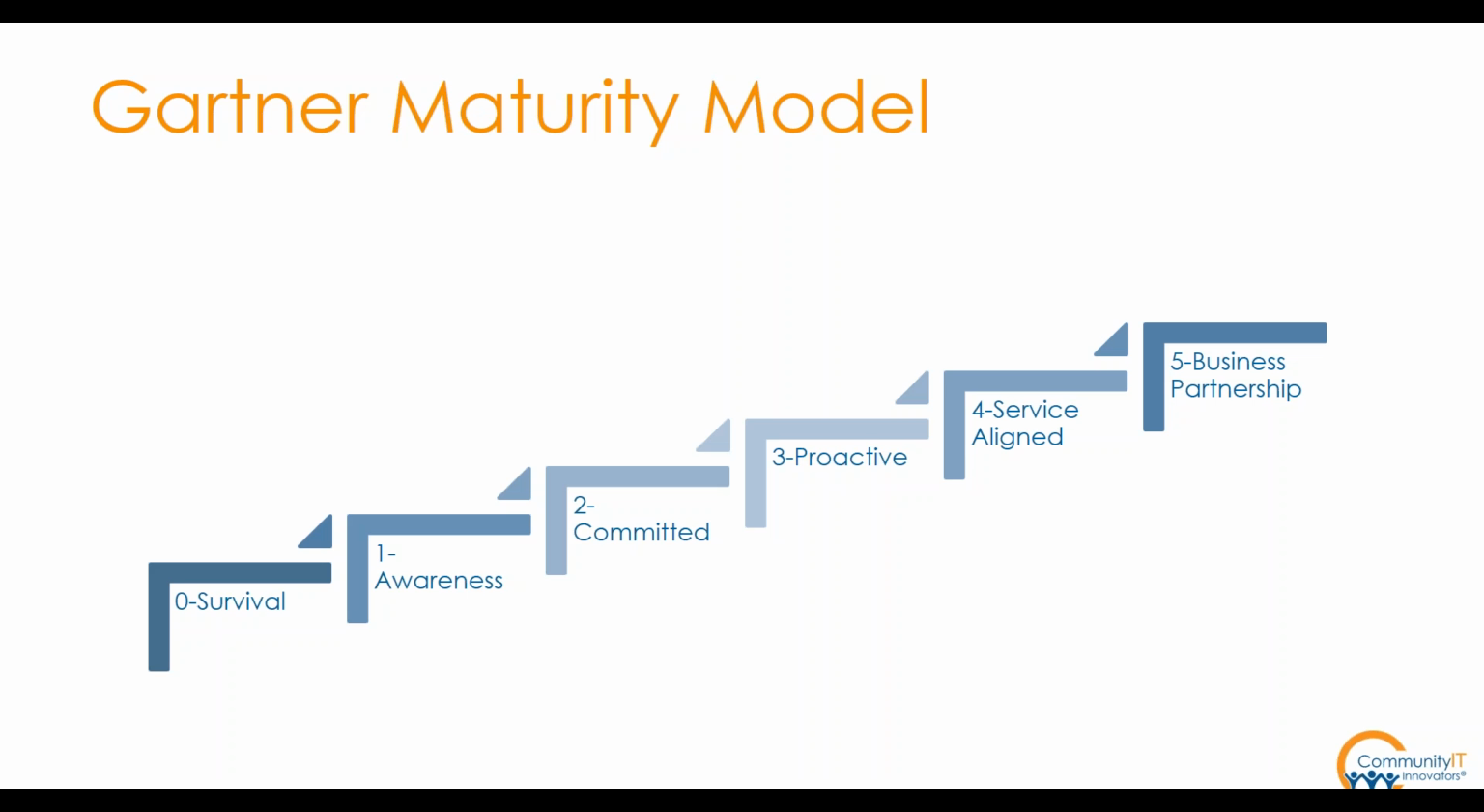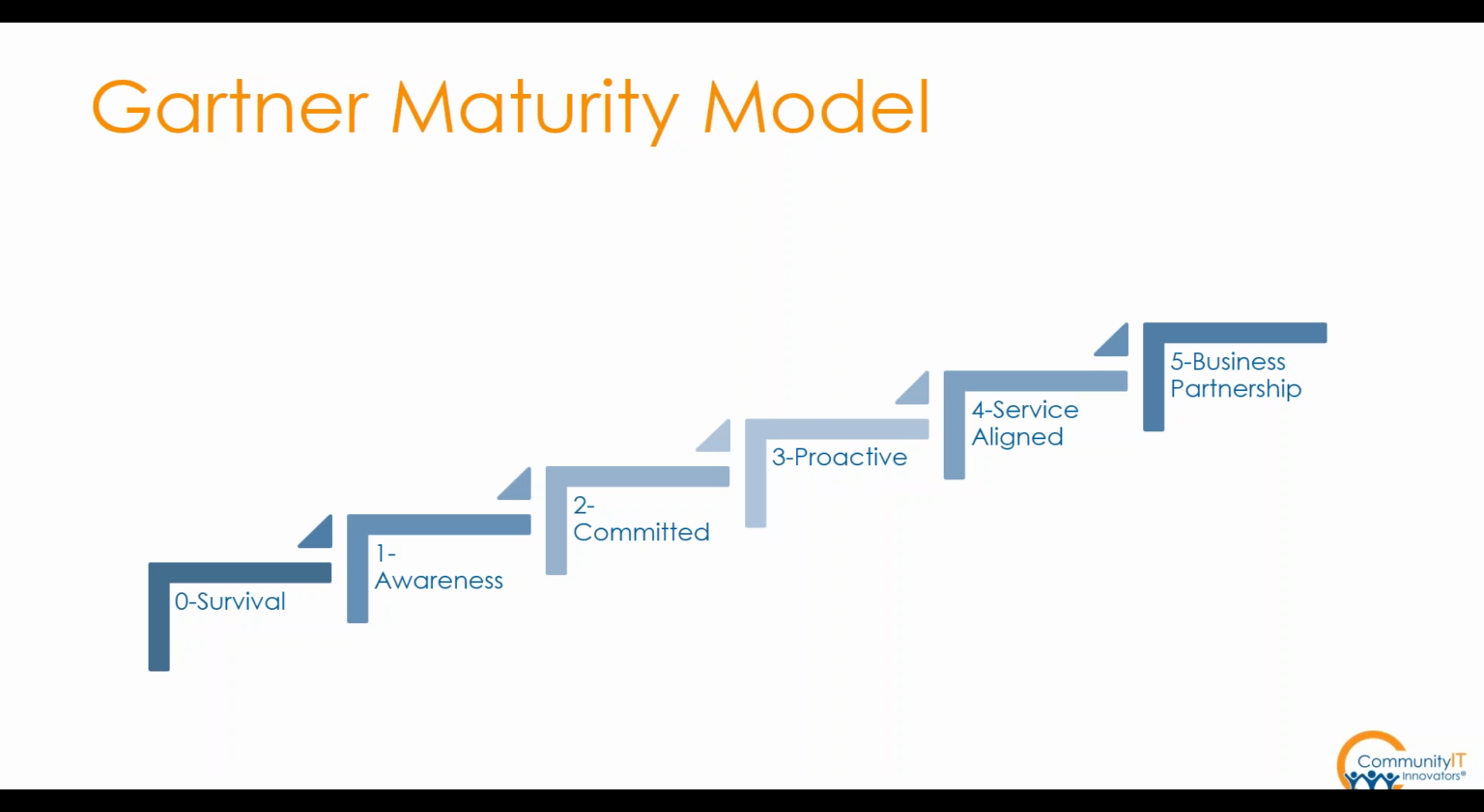The first level is awareness that there's a problem, and then you move up from there. You commit to solving the shortcomings of the IT function in the organization. Once you've committed, you start to become more proactive, you start to align the services. And the pinnacle, of course, is where IT is a business partner with the rest of the organization.